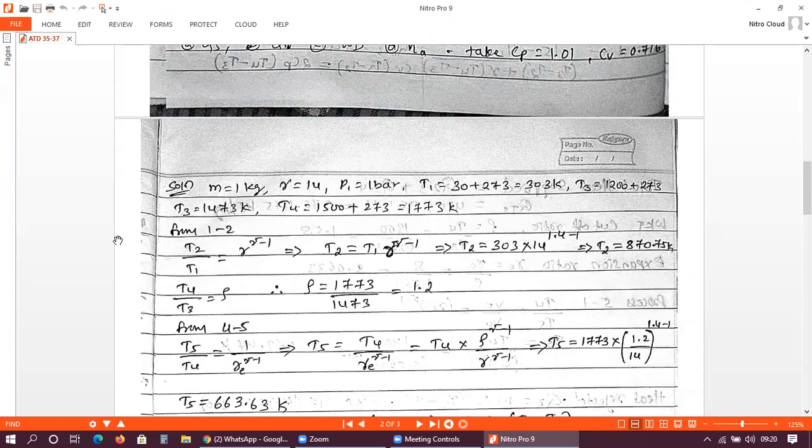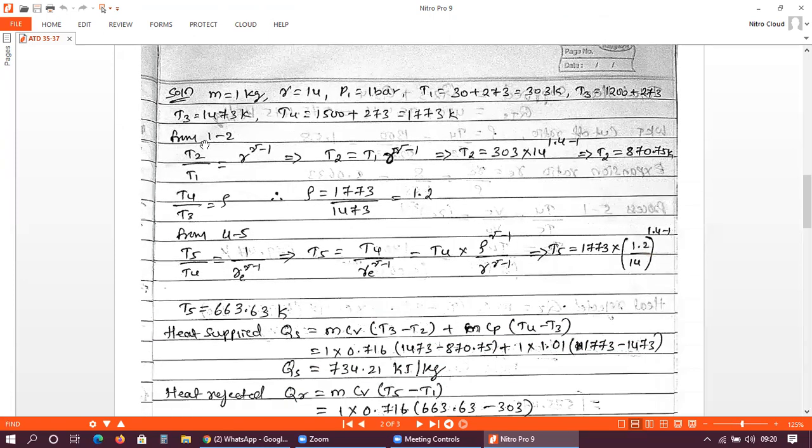Okay, so here the mass flow of the air is 1 kg. Compression ratio is given, that is 14. Already it is mentioned. Then pressure is 1 bar at point number 1. If you go through the PV diagram, you'll come to know 1 bar is the P1 pressure and T1 temperature is 30 degrees plus 273. So this temperature is also given. Pressure and temperature at point number 1 are already mentioned.